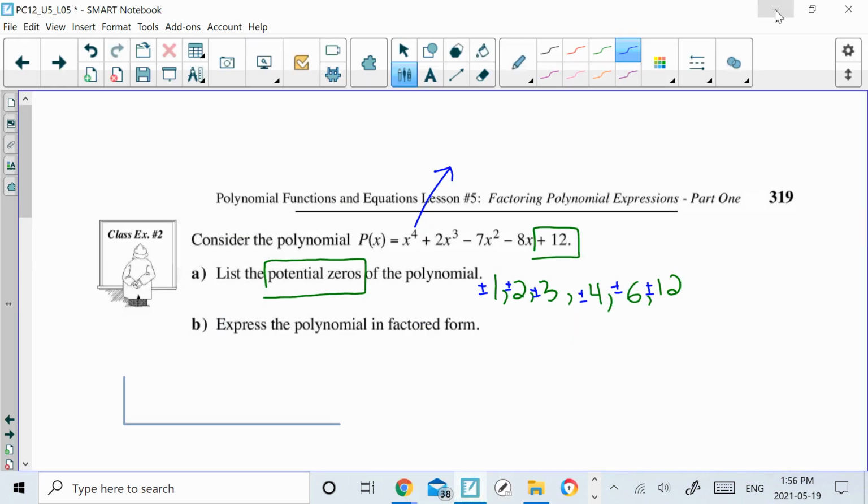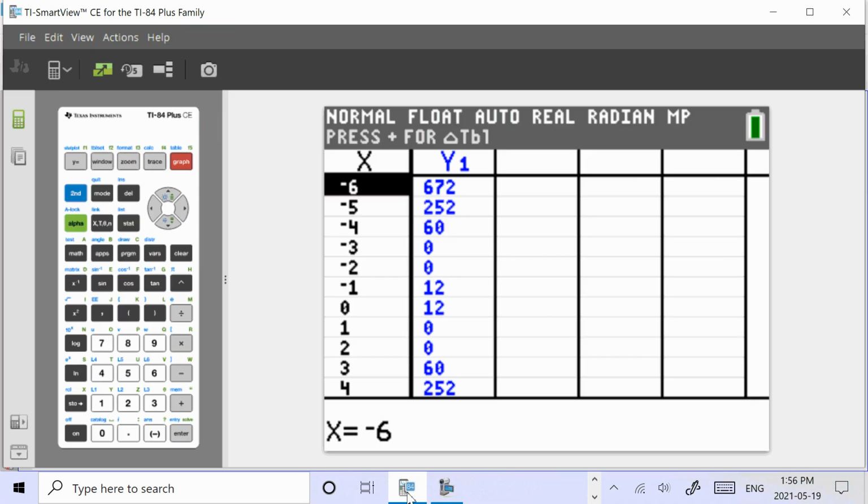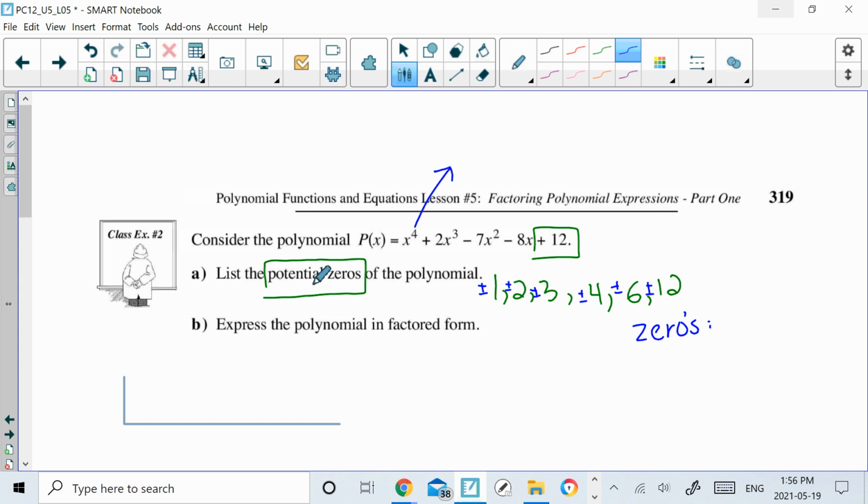So I'm just going to jot that down. Zeros: -3, -2, 1 and 2. Based on these zeros, I can find what the factors are. In order to get a zero of -3, x plus 3 is going to be a factor. In order to get a zero of -2, x plus 2 is a factor. In order to get a zero of 1, x minus 1 is a factor. And the last factor, x minus 2.